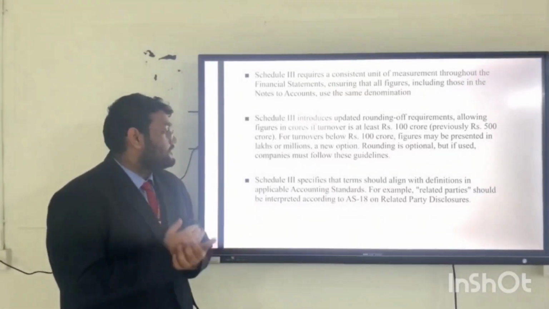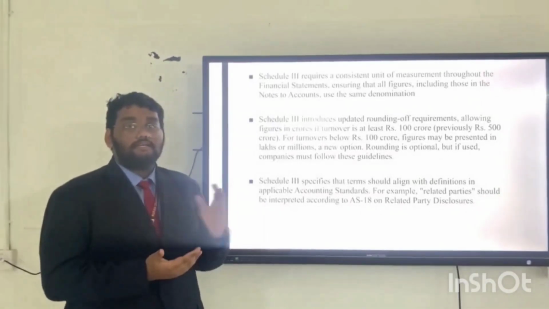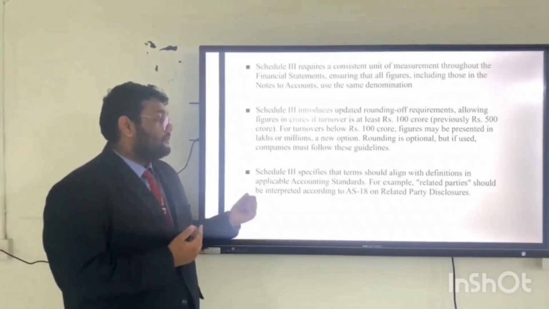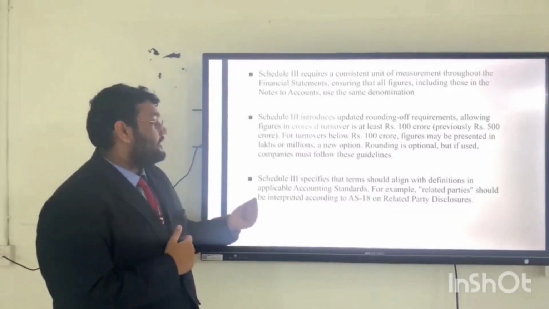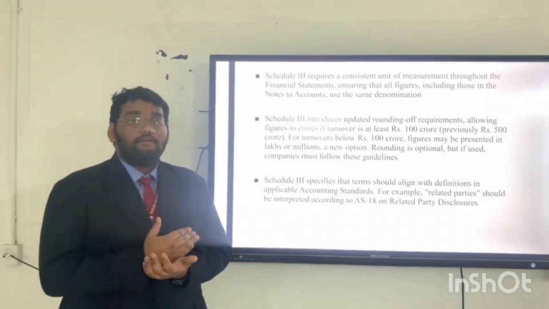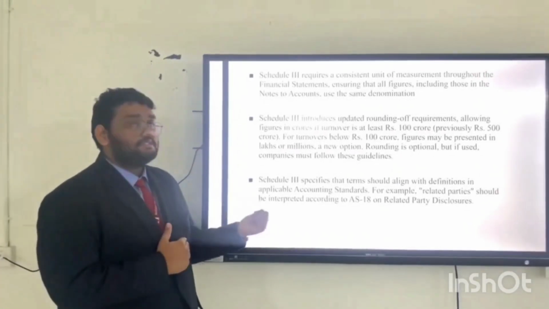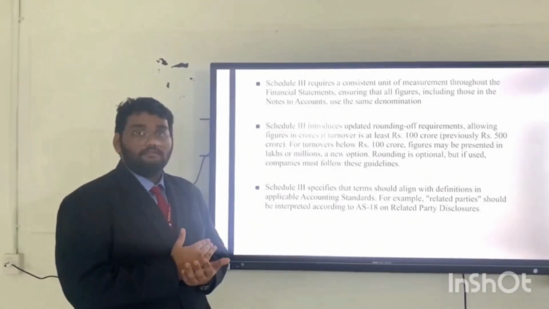The next one talks about how Schedule 3 says it should align, as different ASs have different definitions. So Schedule 3 says that definitions of the accounting standards should be followed. For example, AS 18 relates to related parties and disclosures. In that, the definition for related parties is given. Those definitions should be followed, not any other definition.